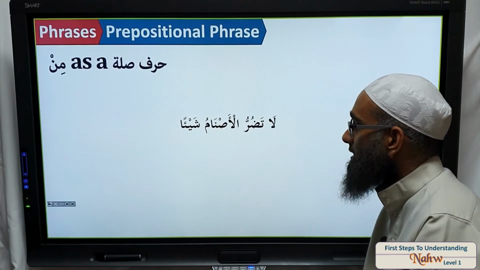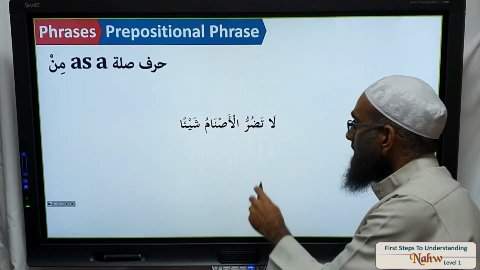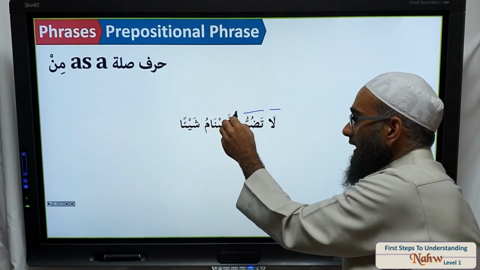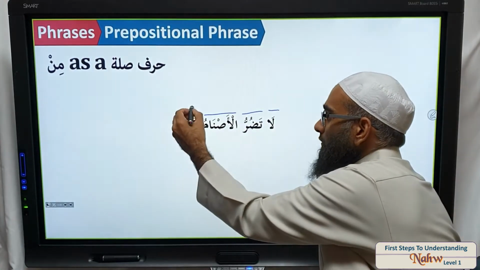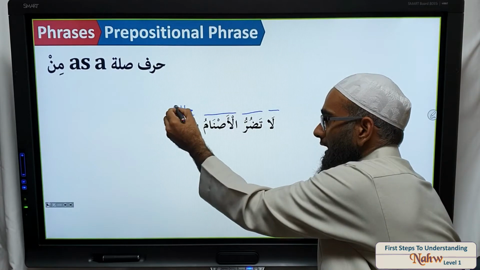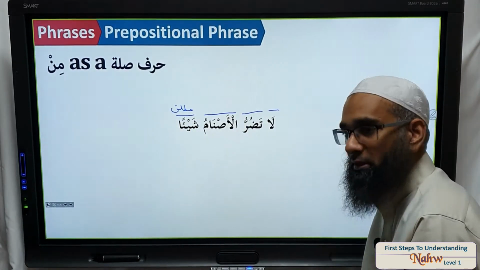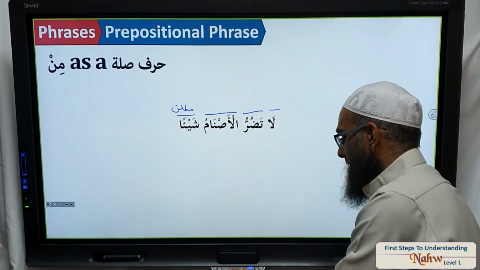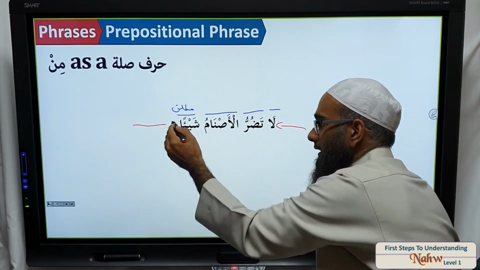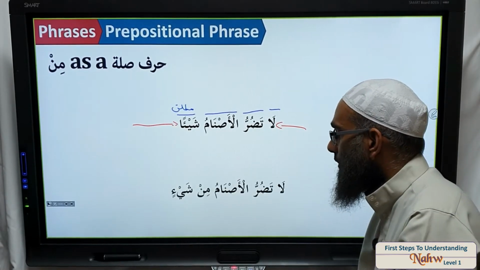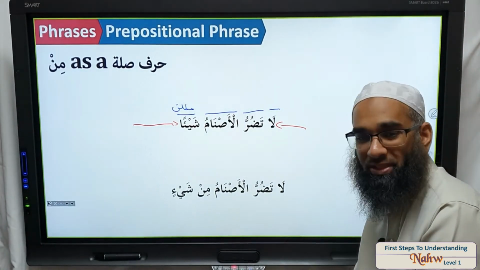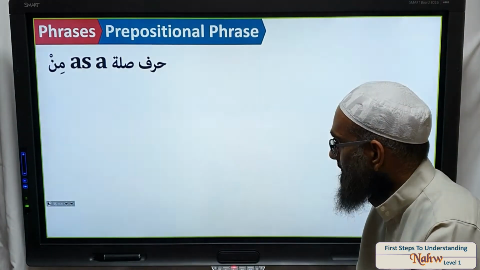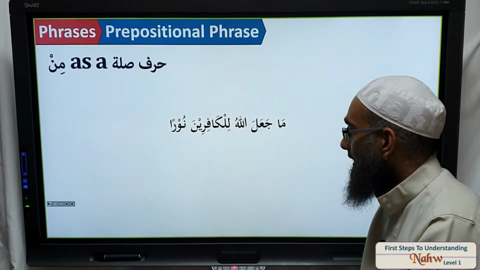Another example. لا تضر الأصنام شيئا. So لا is حرف نفي, تضر is فعل, الأصنام is فاعل. Or we make شيئا مفعول به or مفعول مطلق. Remember, it's also مفعول مطلق. Add a min to it, because we have a negative particle and a nakira word. لا تضر الأصنام من شيء. The asnam, the idols do not cause any harm whatsoever. Do you understand?